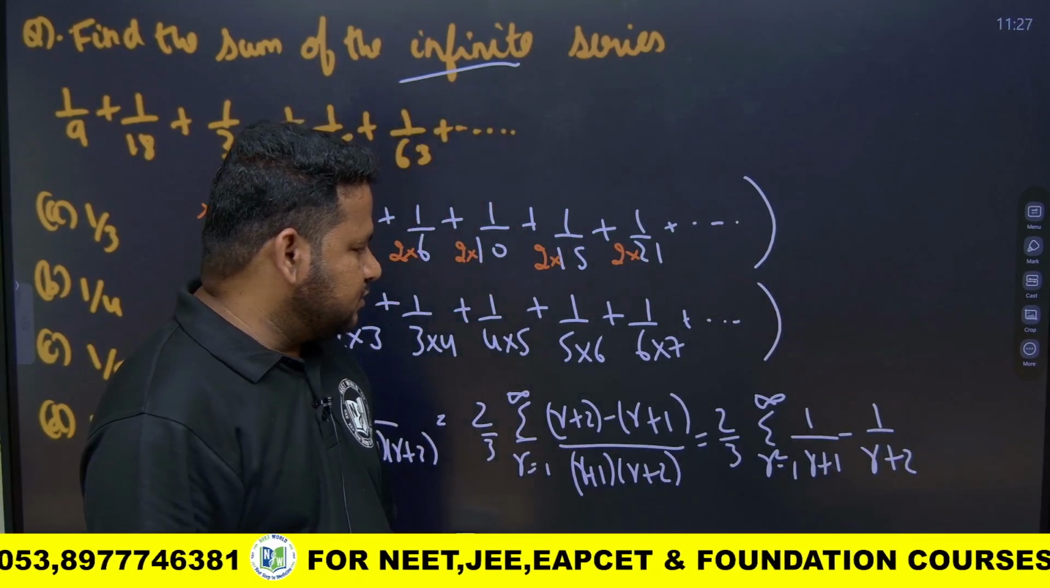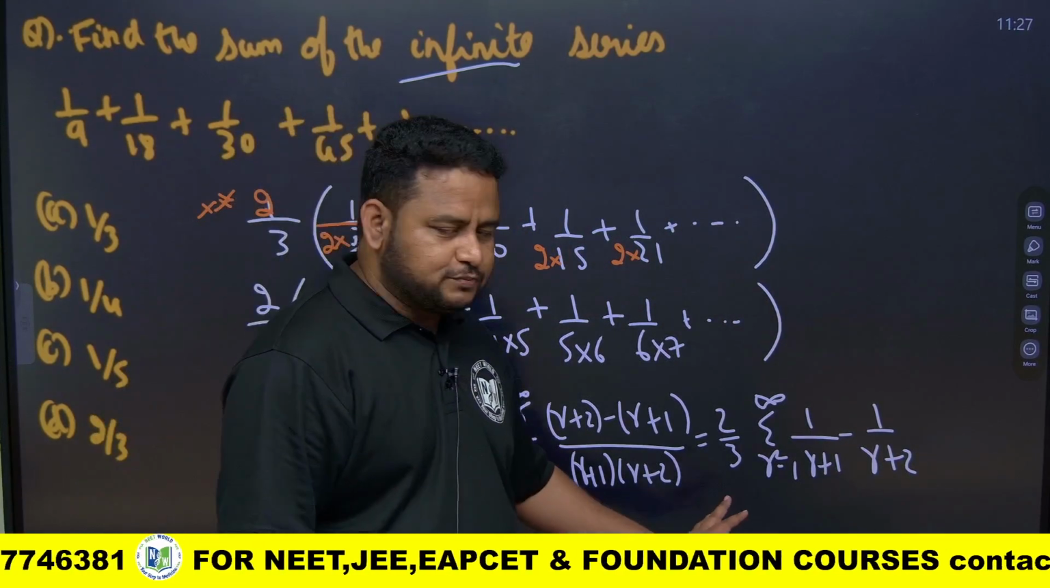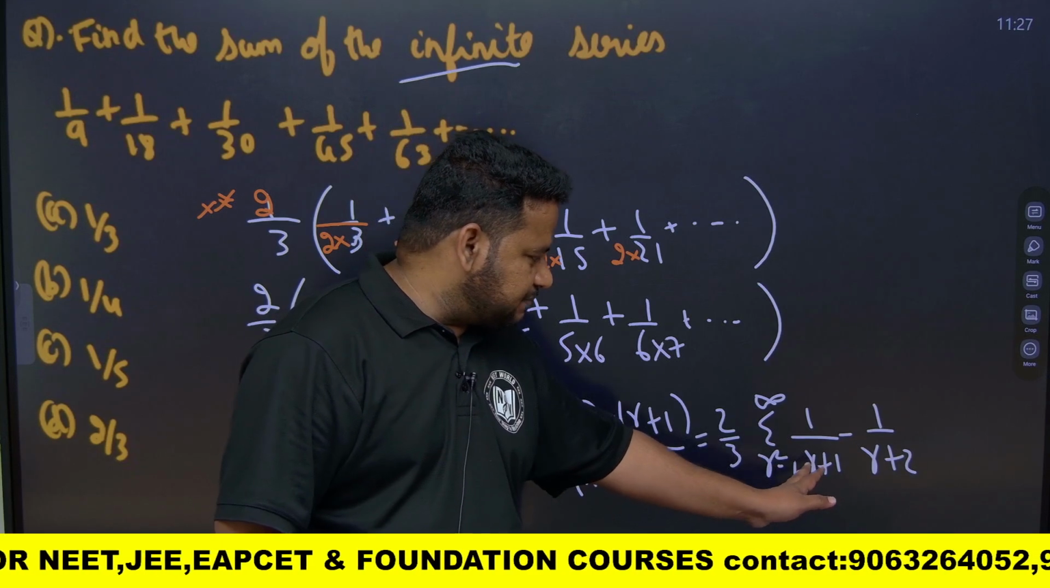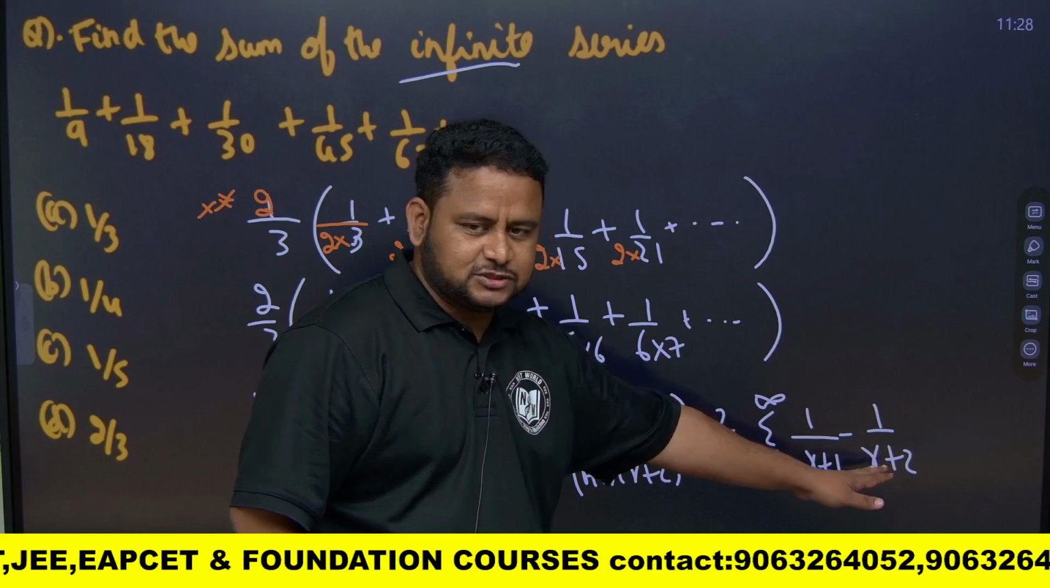Okay, this is what we have. Now if I put the value, what should I put? Smaller for smaller, bigger for bigger. So the smaller value is what? R plus 1 is the smaller value. The bigger value is what? R plus 2. Focus only on the denominator.